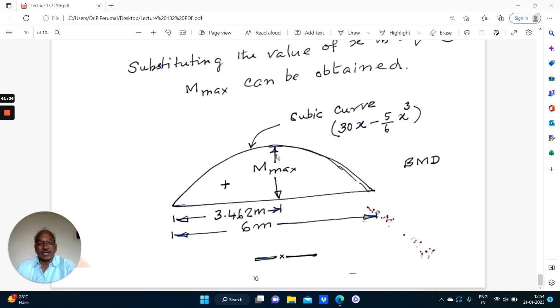Here I have not calculated. Mmax will have to be calculated and written here. In this equation, substitute x equal to 3.462 and you will get the numerical value. That value will have to be marked at a distance of 3.462. So this gives the location of maximum bending moment and this gives the value of maximum bending moment. This is the bending moment diagram having a cubic variation.